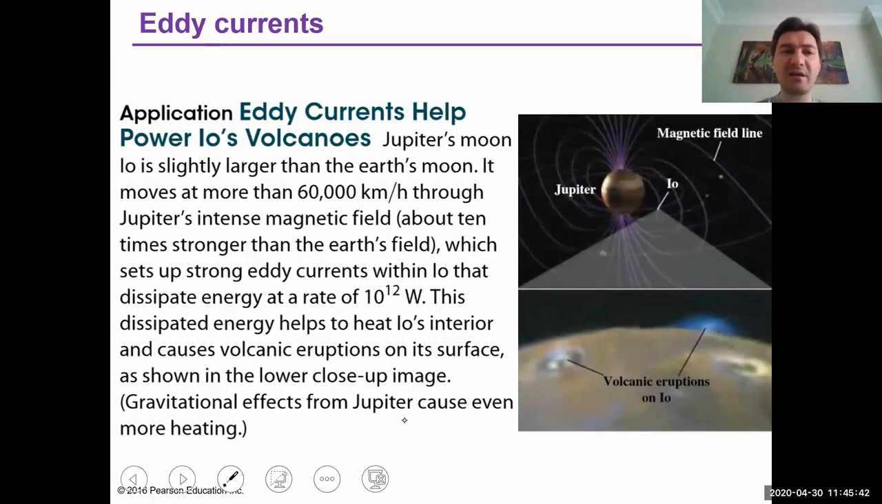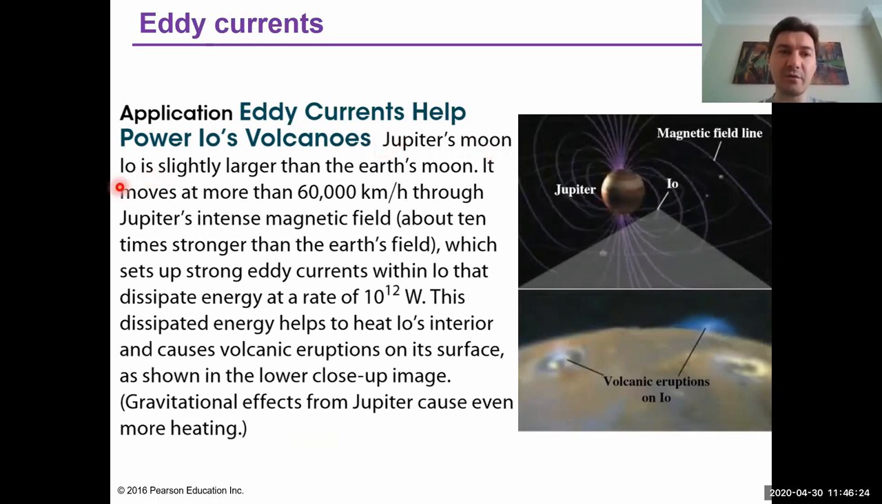Another application of eddy currents, this is related to astrophysics, let's say. Here we have Jupiter, and this is Io, the satellite of Jupiter, like a moon, okay? And what we have learned is that there are magnetic field lines around the Earth, and Jupiter also has magnetic field lines around itself, okay? And this Io is traveling around Jupiter because it is a satellite of Jupiter. So now let's come to the information.